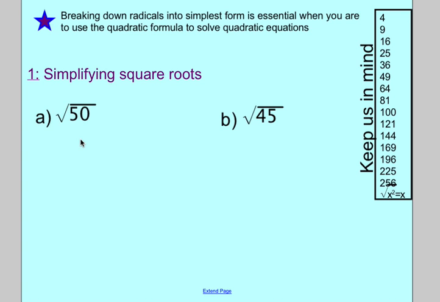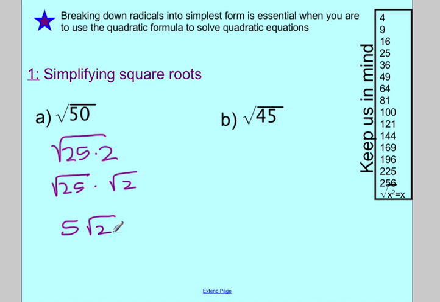I would say, what's my perfect square in 50? Okay, so I look through my perfect squares, and the easiest one to see is 25. 25 times what gives you 50? Well, 25 times 2 gives you 50. So then I can break it apart. It's really square root of 25 times square root of 2. Square root of 25 is 5. Square root of 2 is not a perfect square, so we leave it like this. Okay, this is one approach.